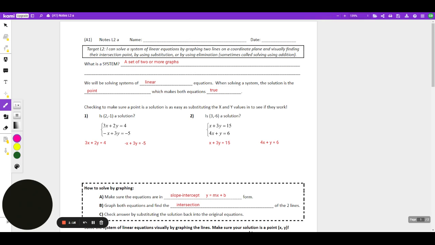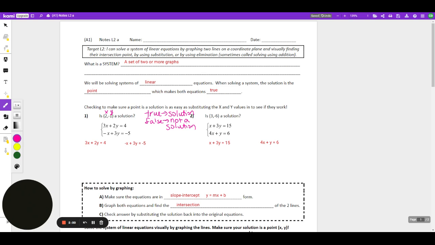So in order to determine whether or not (2, negative 1) is a solution, I need to substitute in, and then I'm going to see if I get a true statement, then I'm going to say I have a solution. So I want to see if I get a true statement. If I get a false statement, then I will be able to tell that I do not have a solution. So let's go ahead and see what I get, whether I get a true or false statement once I substitute in my x and my y.